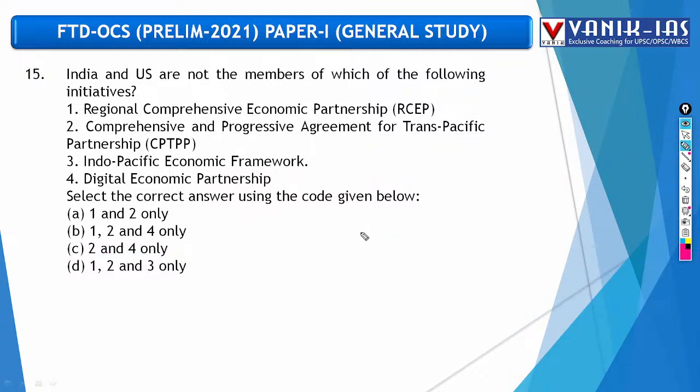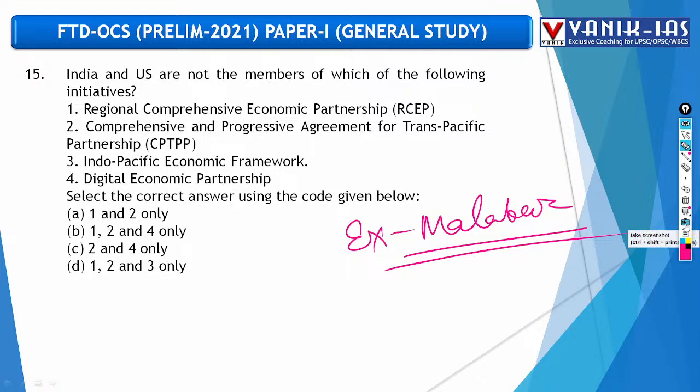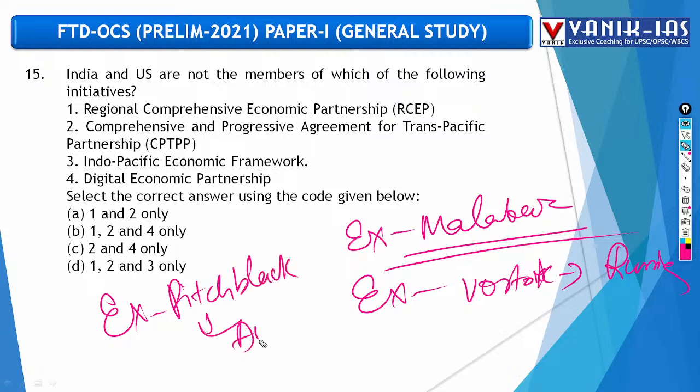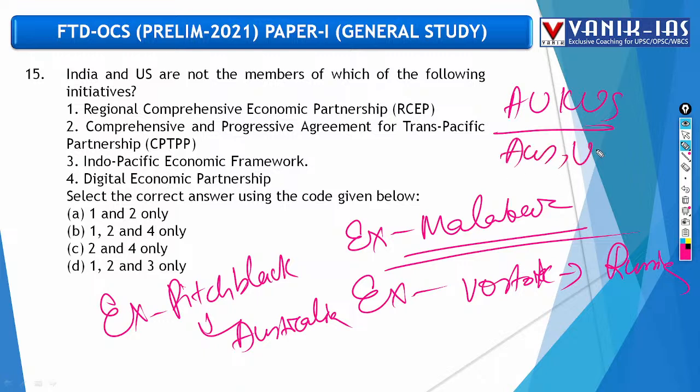Quad countries conduct Exercise Malabar. Remember, Exercise Malabar is generally conducted by the Quad countries. Exercise Vostok was recently in the news; it was by Russia. Exercise Pitch Black was recently in the news; it was conducted by Australia. AUKUS group was in the news. AUKUS consists of Australia, UK, and US, to ensure maritime security in the Indo-Pacific region.